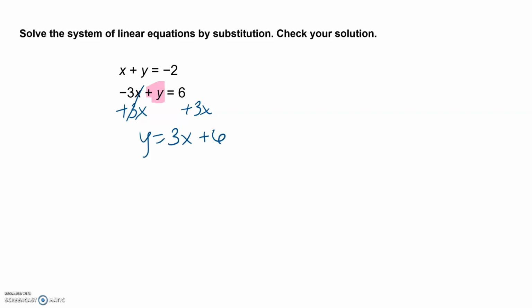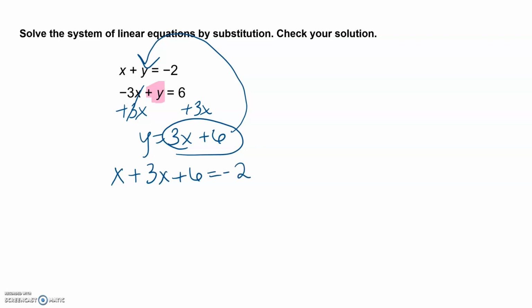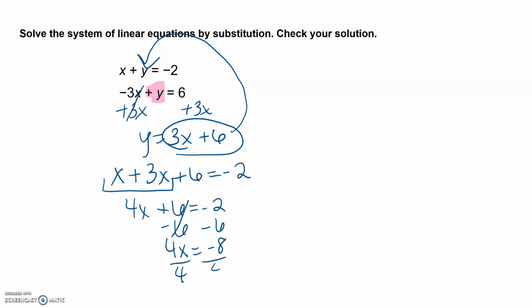Once you have that, anywhere I see y in this top equation, I'm going to plug in 3x plus 6. So this is going to go in for y. So I have x plus 3x plus 6 equals negative 2. Combine my like terms. I have 4x plus 6 equals negative 2. I'm going to subtract my 6 over to the other side. So I get 4x equals negative 8. And divide by 4, so x is negative 2.